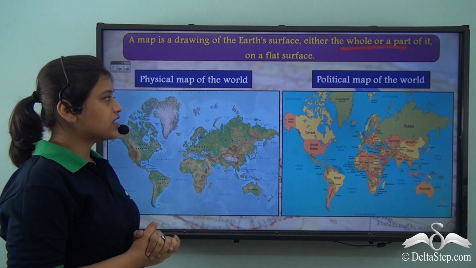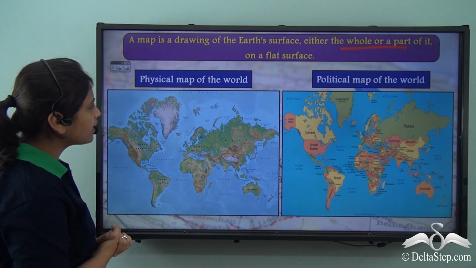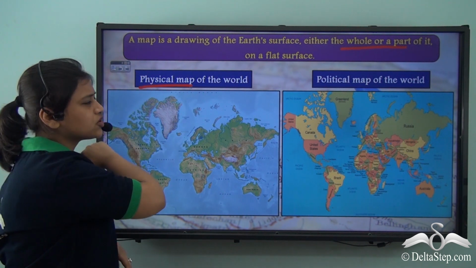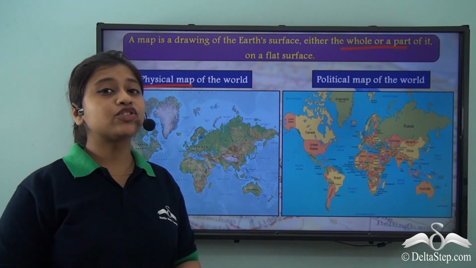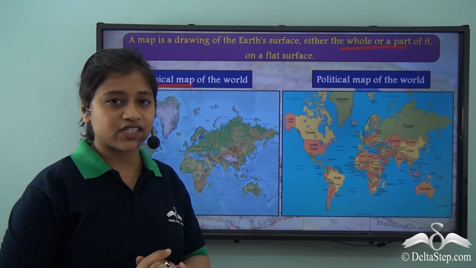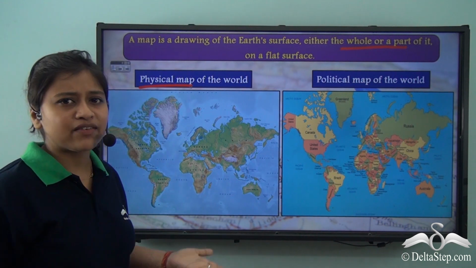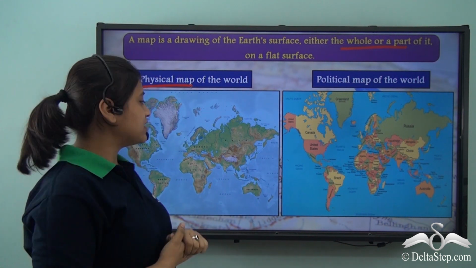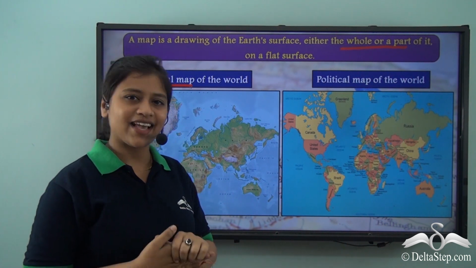Isn't that amazing? We have various types of maps. So, let's take a look at these two first. Talking about a physical map. So now, what is a physical map? A physical map is one which shows you all the physical features present in that particular area. Now, what do we mean by physical features? Well, physical features include mountains, valleys, rivers, lakes, etc.